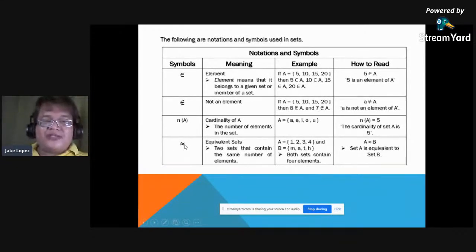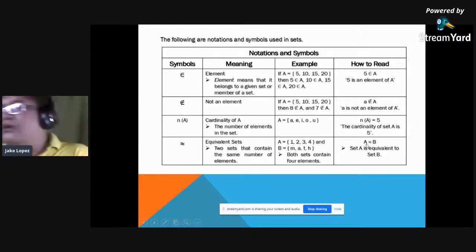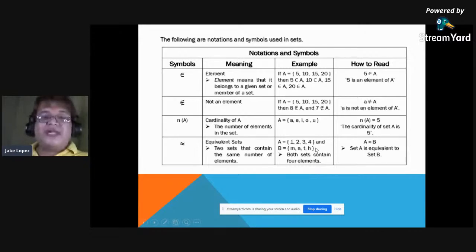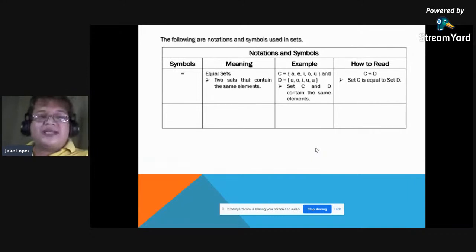Alright, so ito is the equivalent symbol, equivalent sets: two sets that contain the same number of elements. Dalawang set siya, though magkaiba silang elements, pero pareho sila ng number of elements, or ang cardinality nila ay pareho. So for example, we have this: set A is equivalent to set B, kasi pareho sila ng number of elements.